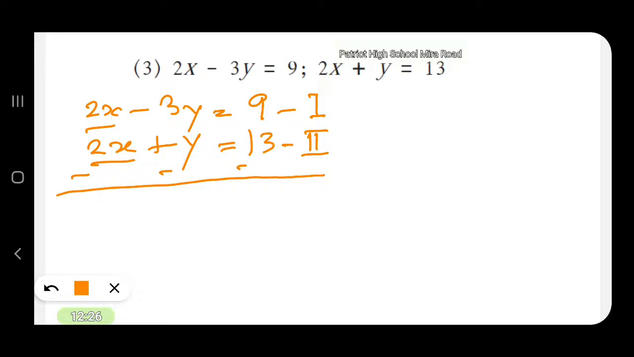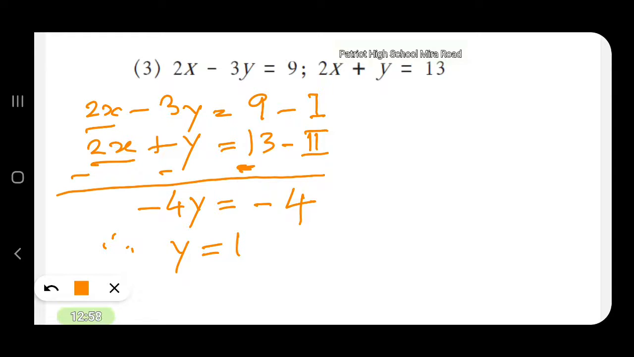-3y and -y will be -4y. And the difference of 13 and 9 will be 4. But since 13 is subtracted, we have the minus sign over here. Therefore, both being minus, dividing both sides by -4, we get y = 1.